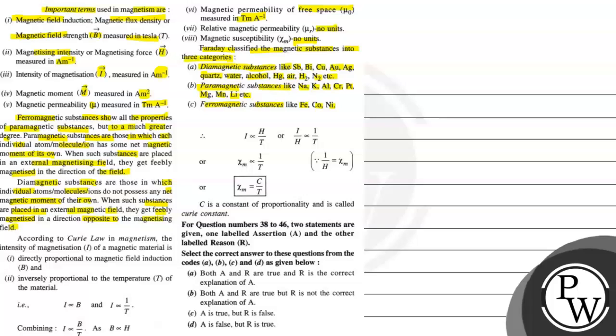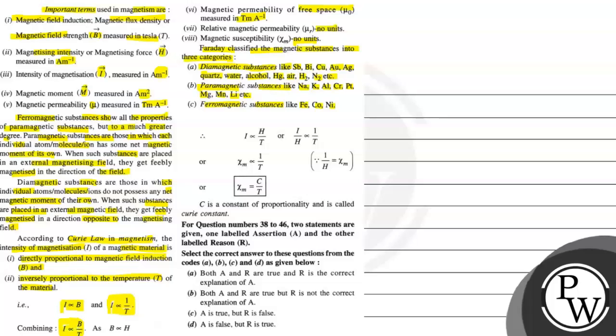According to Curie's law in magnetism, the intensity of magnetization I of a magnetic material is directly proportional to the magnetic field induction B and inversely proportional to the temperature T. So I is directly proportional to B, and I is inversely proportional to the temperature T. So they just combine it.